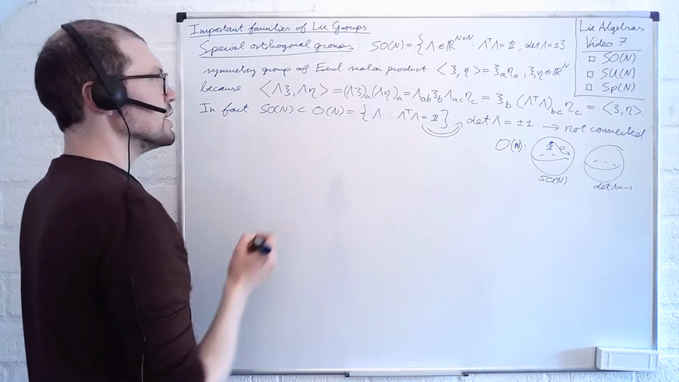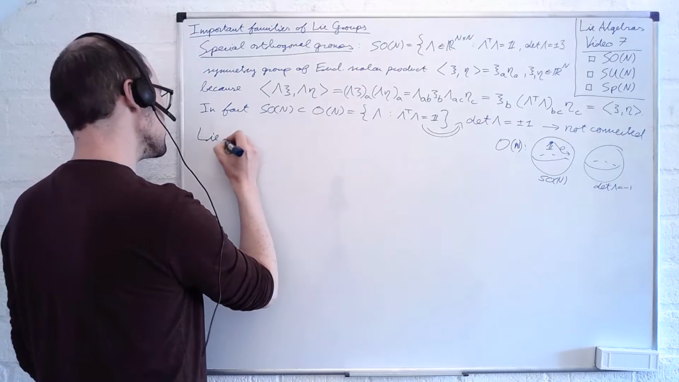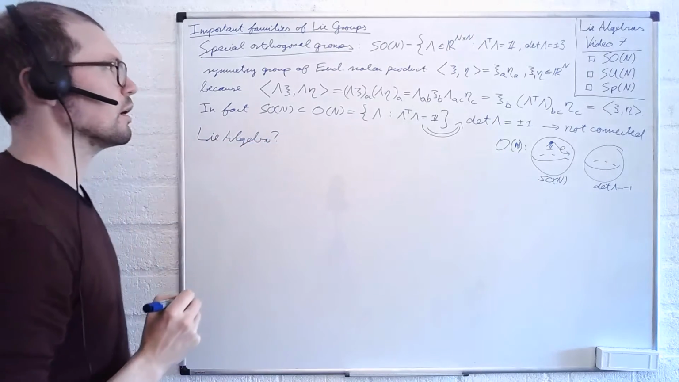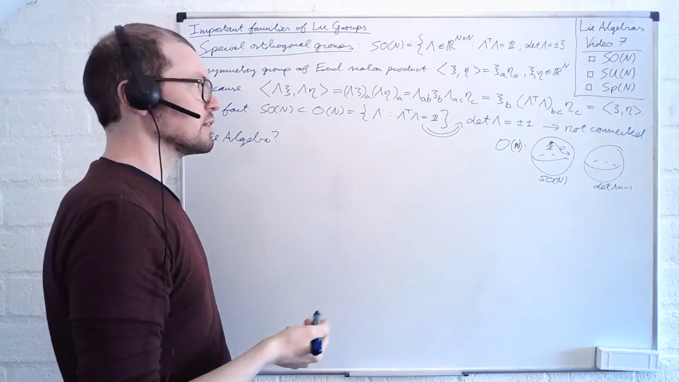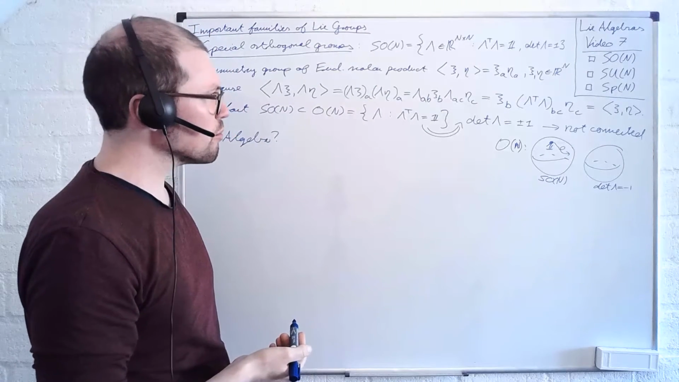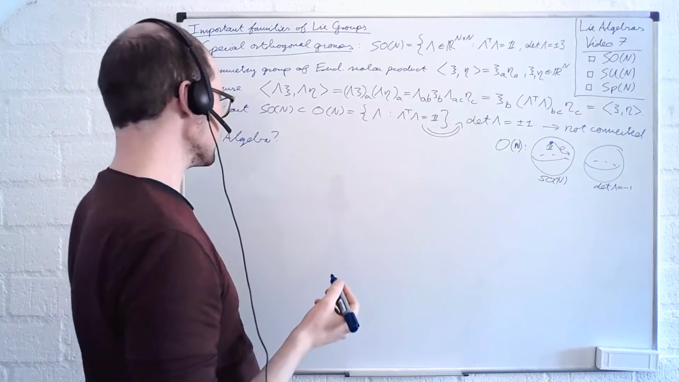So let's derive the Lie algebra of SO(n). So how do we do this? What is the Lie algebra? There are various ways to go about this. One way is just to say that we know this is a connected group. It's also compact, so every element can be written as the exponential of a generator.